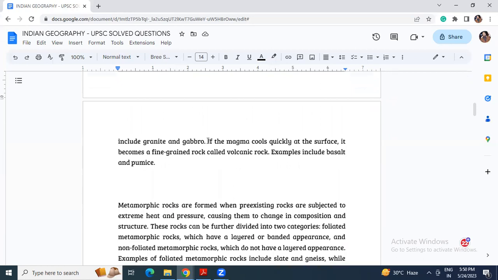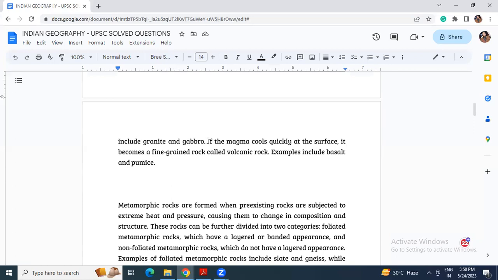Then if magma cools quickly at the surface, there are two conditions: igneous rock either on the surface or below the surface. Below the surface we call plutonic or intrusive, or extrusive if the magma cools quickly at the surface and it becomes a fine grained rock, then that is called volcanic rock.